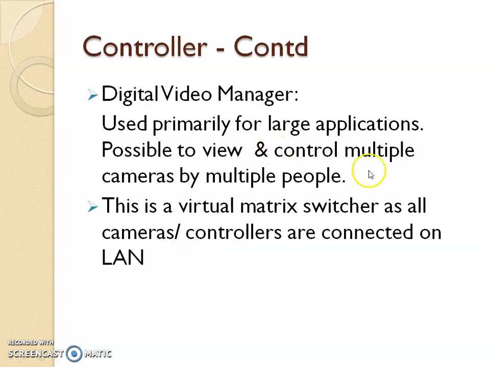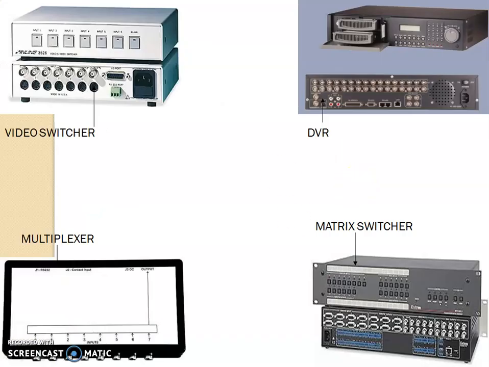The matrix switcher is used to control the multiple cameras by multiple people at the same time. Now, let me show the images of this. This is a video switcher, this is a multiplexer, this is a DVR, and these are matrix switchers.